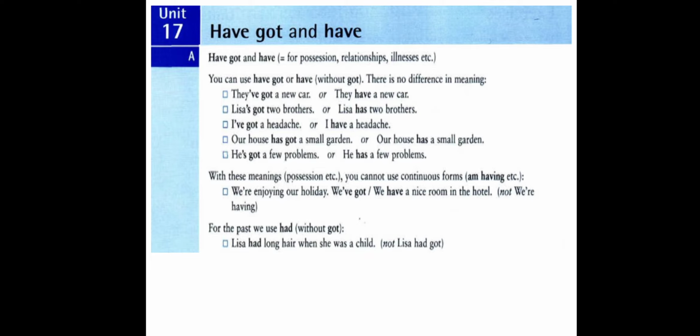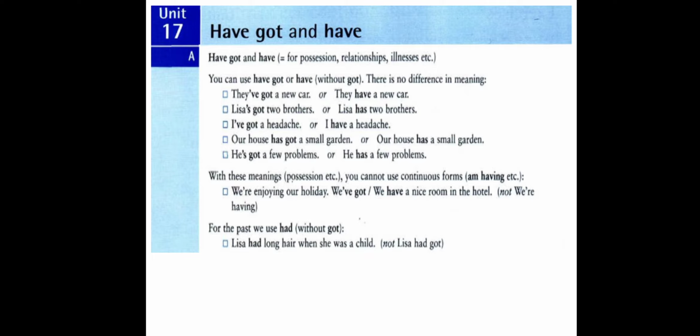So we can say here, we are enjoying our holiday. We have got or we have a nice room in the hotel. We don't say we are having a nice room in the hotel. We say we have got or we have a nice room in the hotel because have is considered a stative verb, so it must be used in the present simple, not in the present continuous, as we have already studied before.